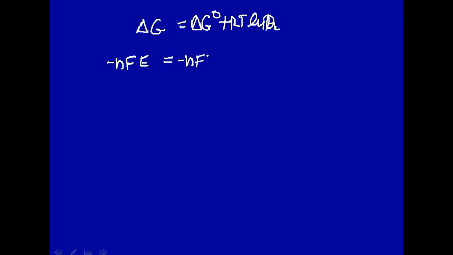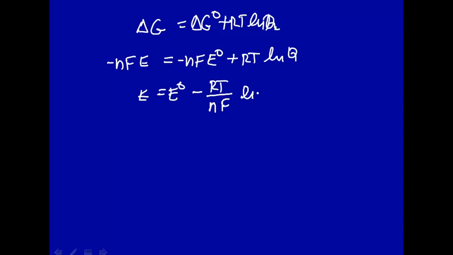So we know that delta G for a reaction was delta G0 plus RT times the natural log of Q. Remember, Q is a reaction quotient. Minus nF E cell is minus nF E standard state plus RT times the natural log of Q. Or in other words, E cell is E0 minus RT over nF times the natural log of Q. Sorry, that should be a minus. Don't forget. Let me correct that right now.